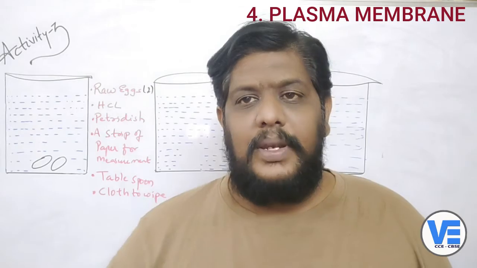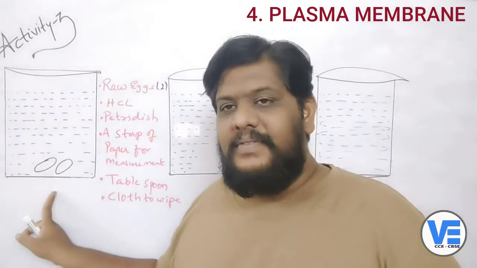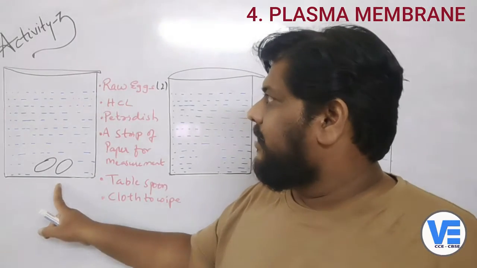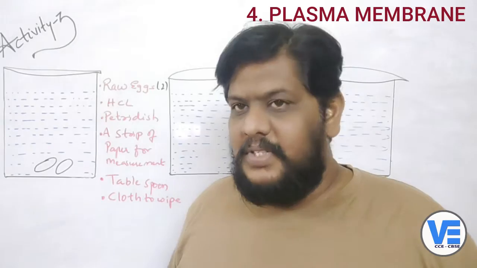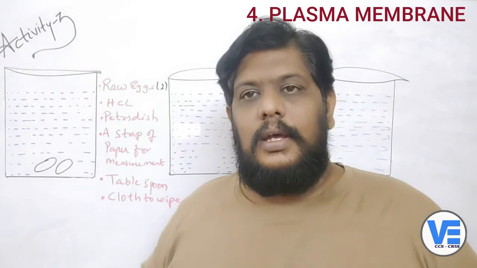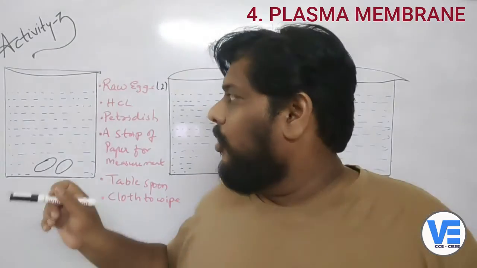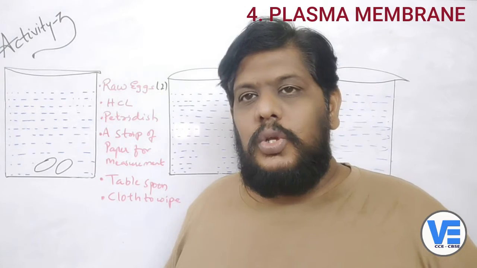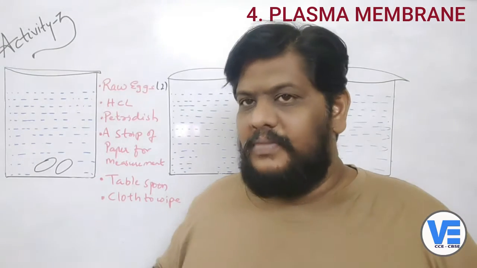So what will happen after 4 to 5 minutes? We have kept the two eggs in the dilute HCl, and if you observe after 4 to 5 hours, you see that the shell, which is on the upper layer of the egg, is completely dissolved in the HCl. So you cannot see the outer shell of the egg.